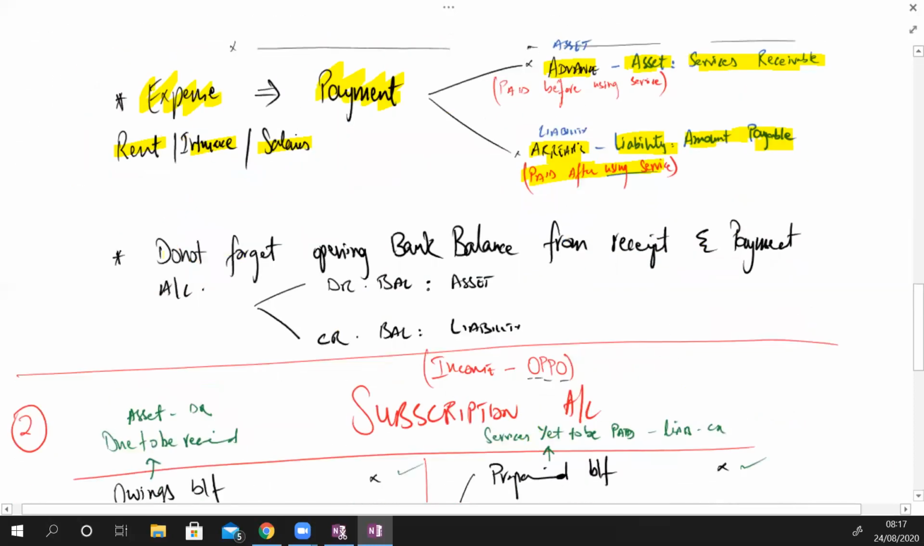And the important thing over here is do not forget opening bank balance from receipt and payment account. Okay? While listing down all the assets and all the liabilities, the opening assets or the opening liabilities, do not forget the opening bank balance from the receipt and payment account.